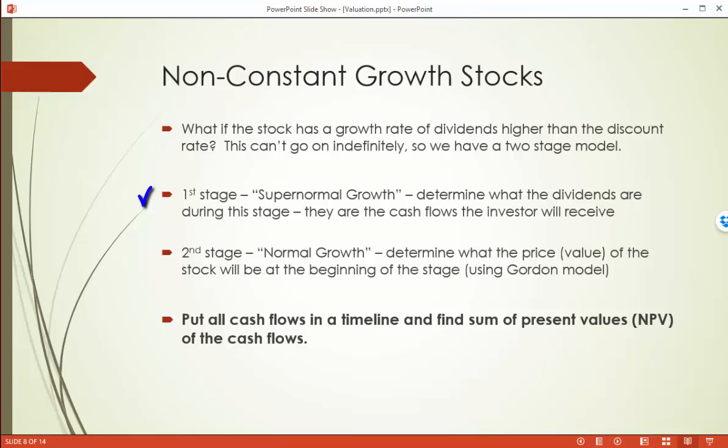And what we're going to do in that first stage is just determine what the dividends are going to be paid during this time where the dividends aren't growing at a normal rate. And we're going to just look at these cash flows that the investor will receive from the dividends during stage one. With stage two, what we're going to do is define that as the stage where there is normal growth of dividends. And at that point, we can determine what the price or the value of the stock will be at the beginning of this normal stage, by using the dividend discount model or the Gordon growth model that we looked at in the previous video.